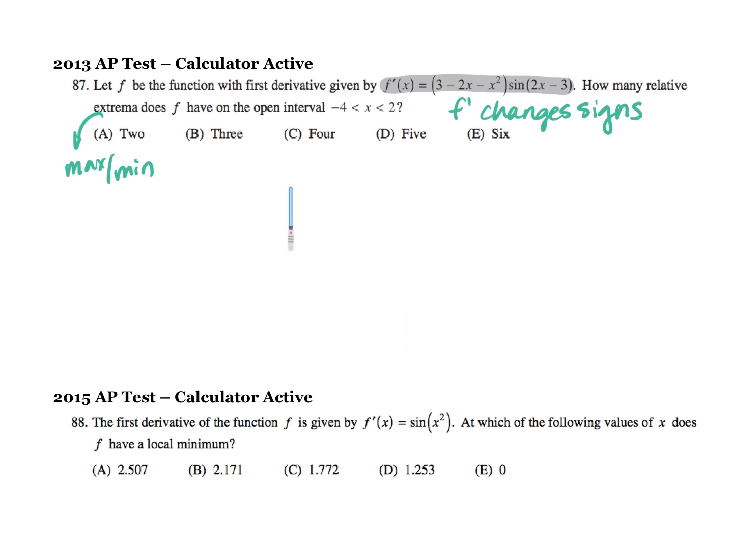The only reason I gave us this space is so that we could sketch that graph. I'm going to try to sketch this one, see if it comes out a little better. We got 3 minus 2x minus x squared, and we got that times the sine of 2x minus 3. Did they give us a window? Yeah, you're going to want to go change your x min to -4 and your x max to 2.